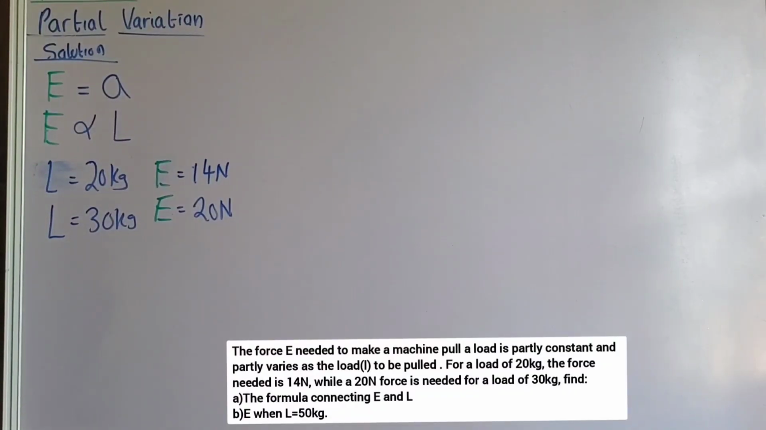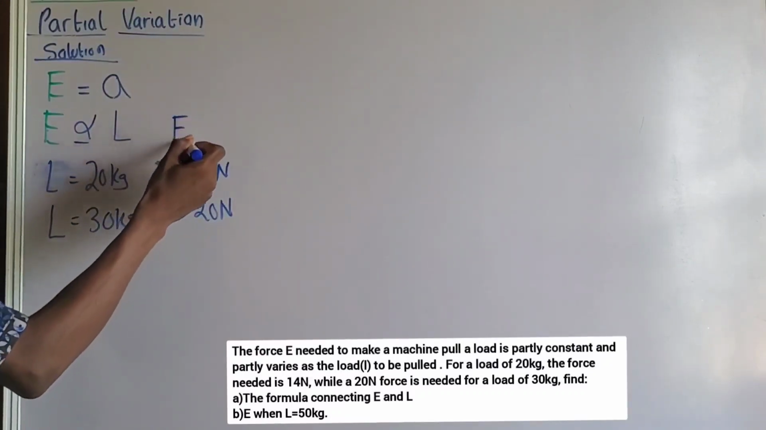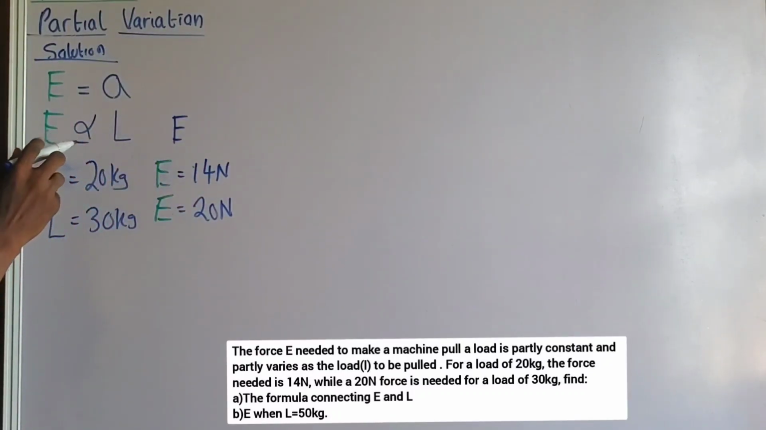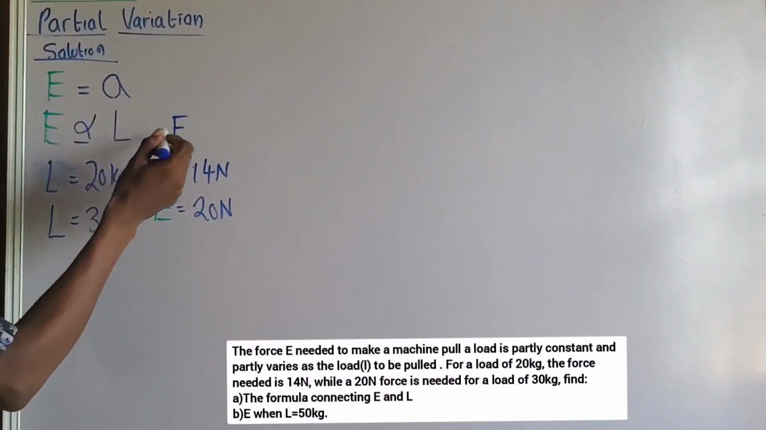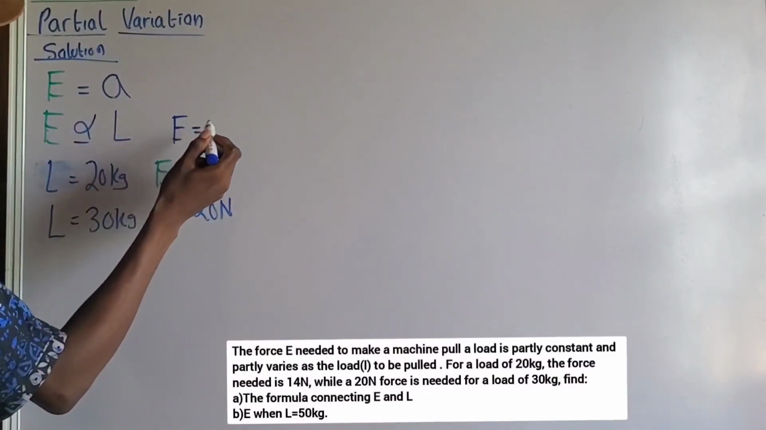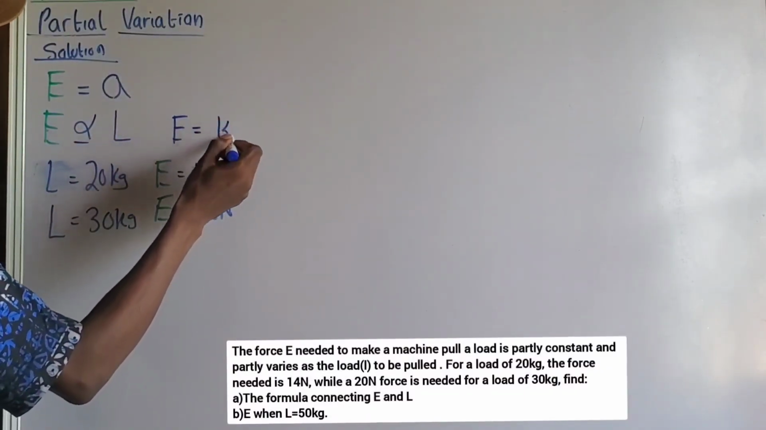Okay, so now the formula connecting E and L. To get the formula connecting E and L, we need to know the value of this constant, and we also need to change these variation signs to equals to sign. So that's the first thing I'm going to do. From our basic knowledge of variation in our previous class, if you want to change the variation sign to an equals to sign, we're going to have the effort or the force equals K multiplied by L.